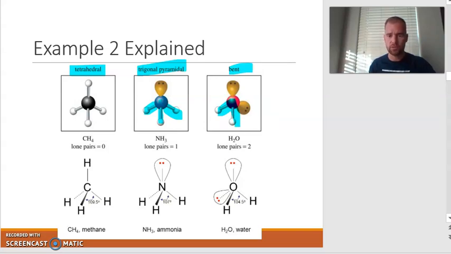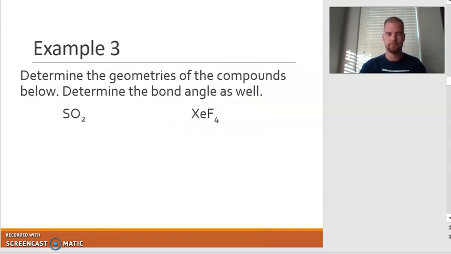Notice the bond angles for ammonia and water are less than 109.5. Specifically, ammonia is 107, water is about 104.5. You don't need to know that. That's just giving it details. You just have to know that it's less than 109.5.